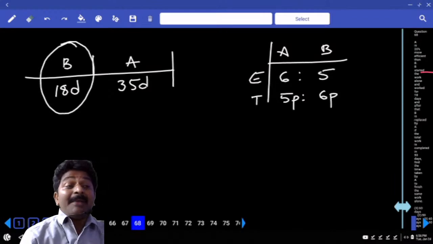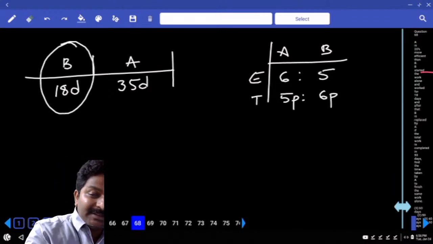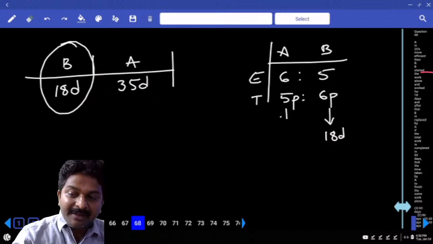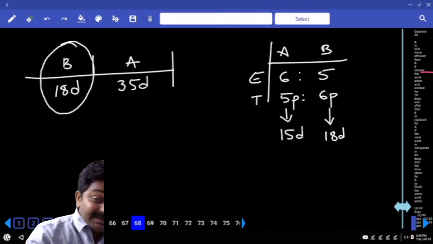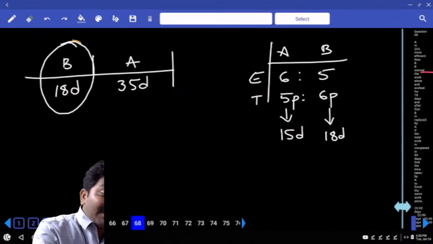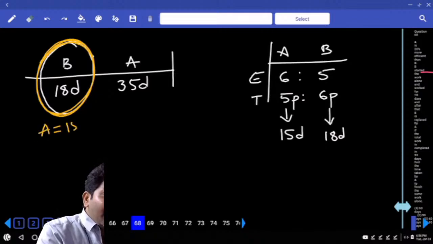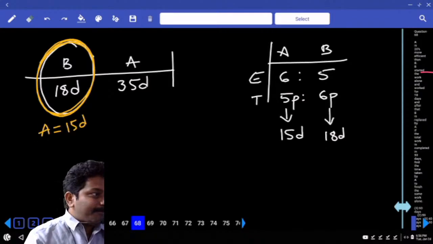First stretch is done by B. B worked for how many days? That means 6 parts is equal to 18 days, right? Then 5 parts must be? That means whatever is the work done by B here, if this work is done by A, he will take 15 days to complete the same.